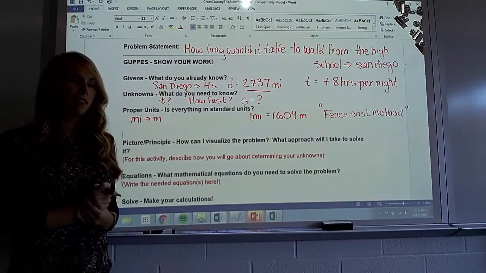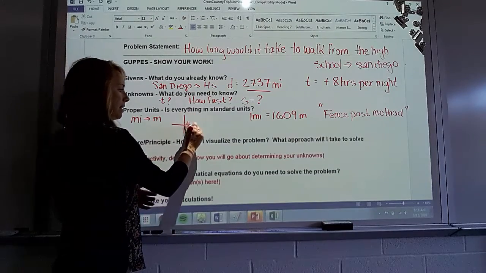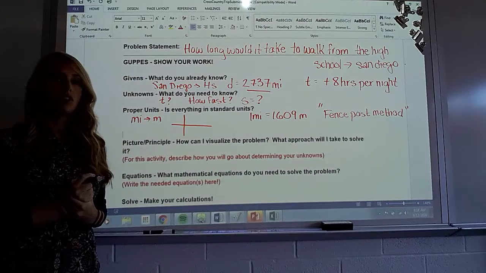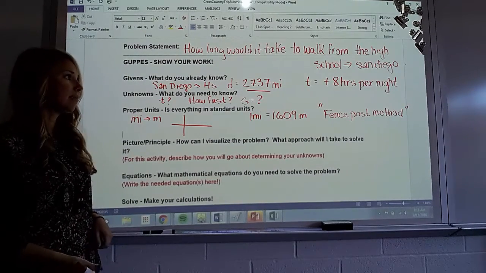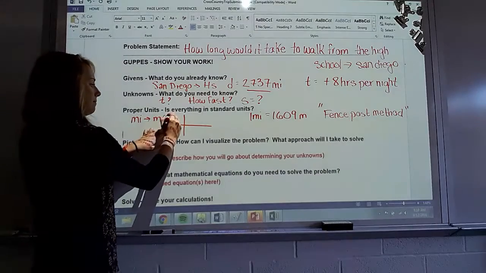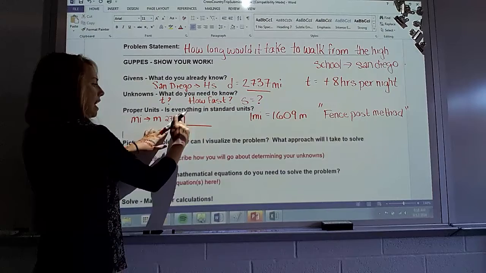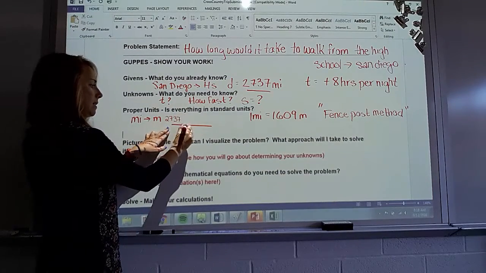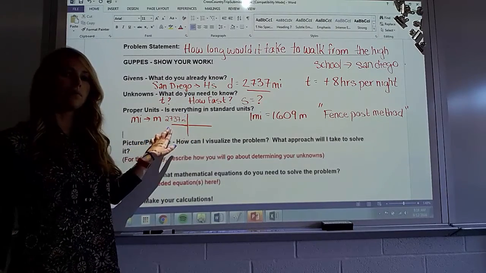In the fence post method, it kind of just looks like a fence post. So you start with something like this. Now you always begin with the number you're converting in the top left corner. In that case, this number is 2,737, and it's very important to include the units. So I actually need a little more space. I'm going to put MI for miles.